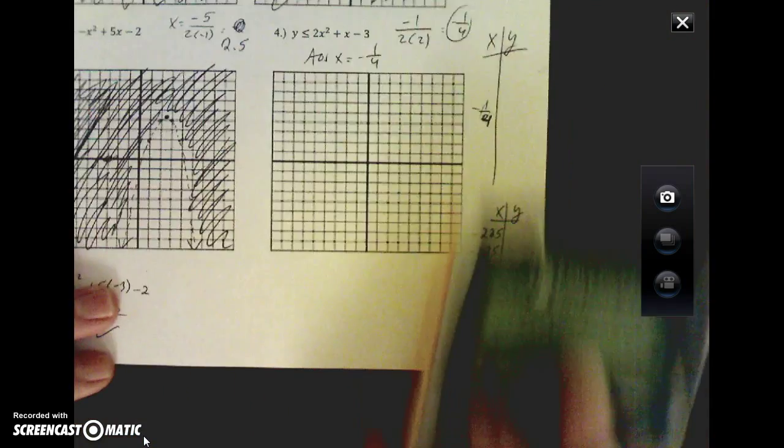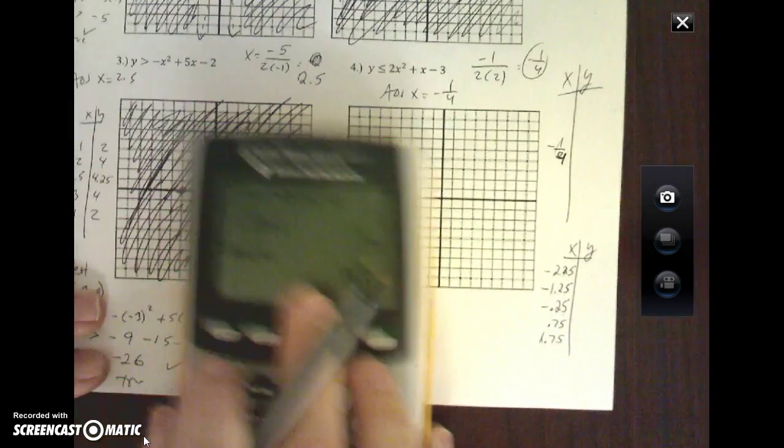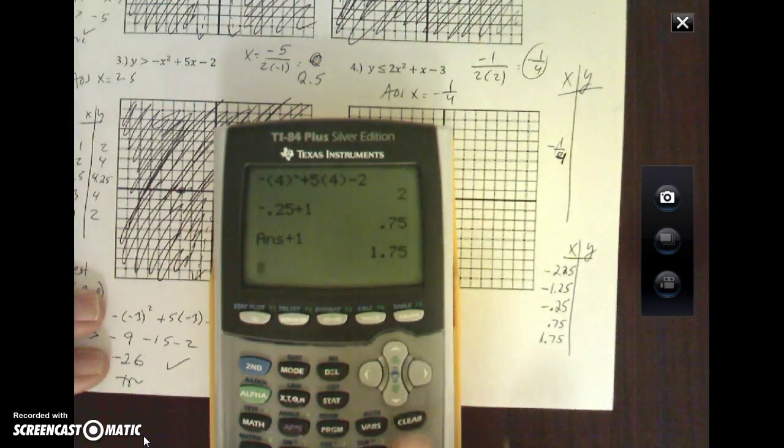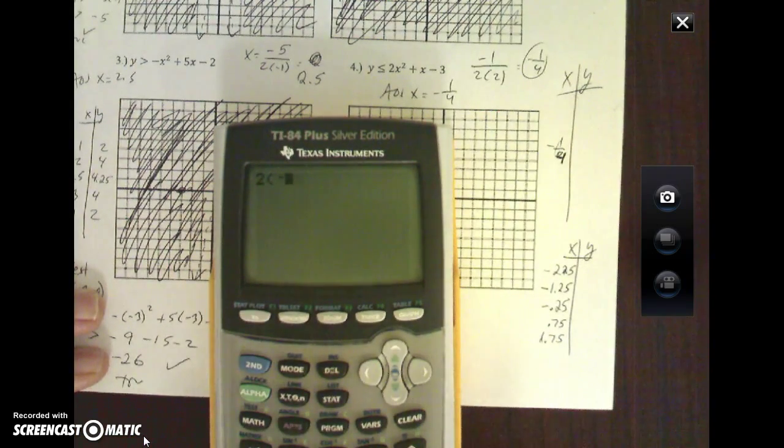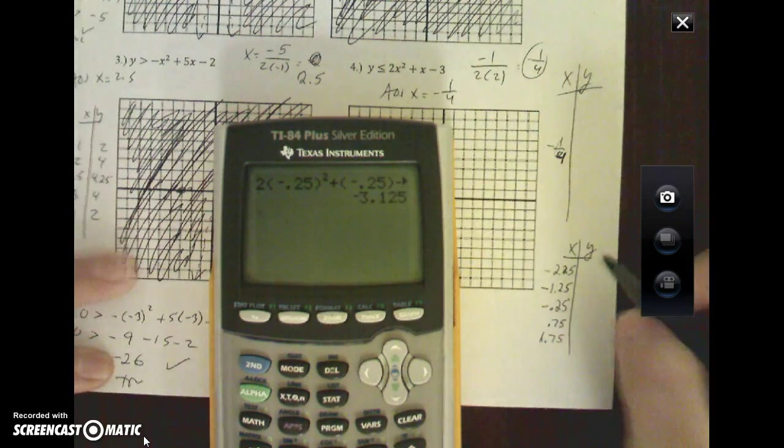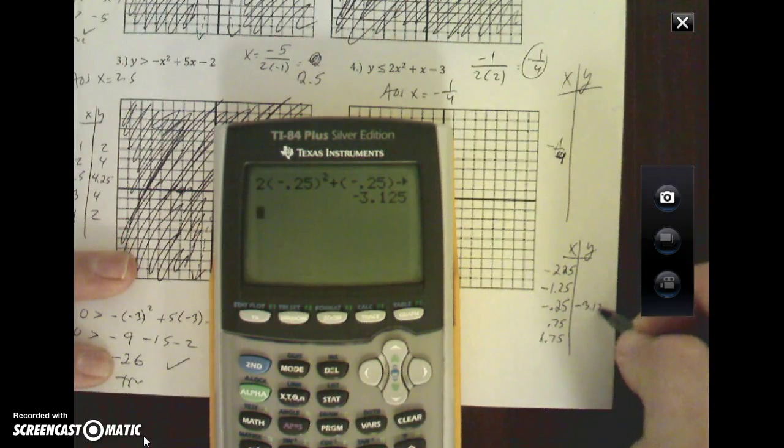So I am especially going to use the calculator here because I don't want to deal with all those fractions. So I've got here 2 times negative 0.25 squared plus negative 0.25, okay, and then minus 3. So I have negative 3.125.